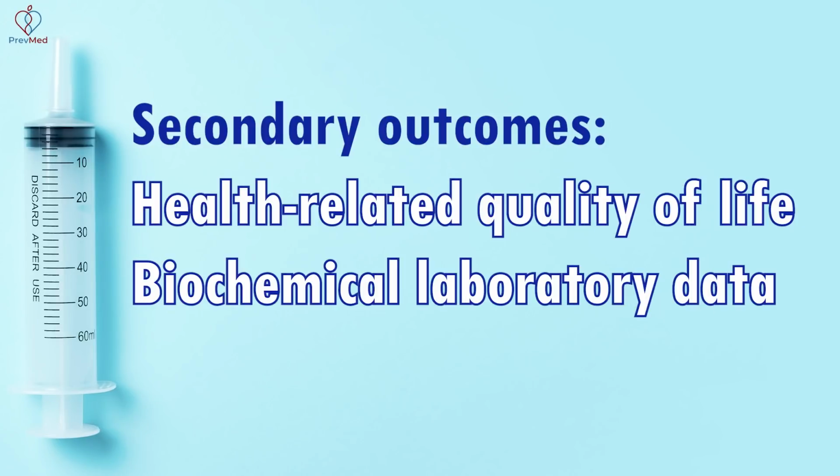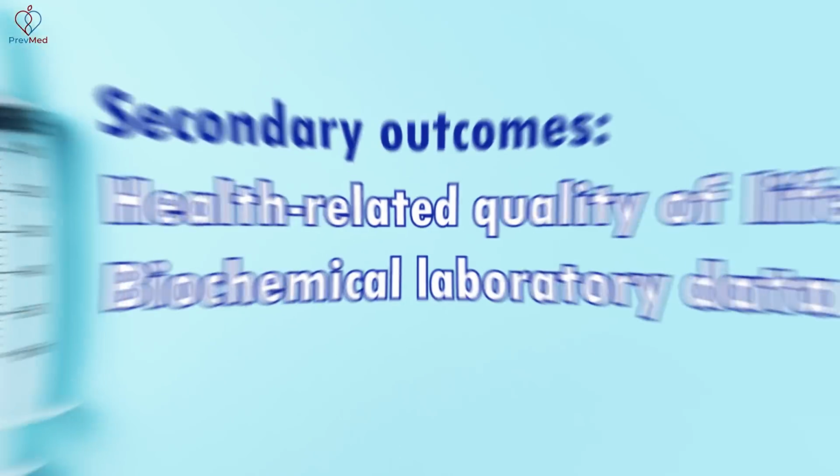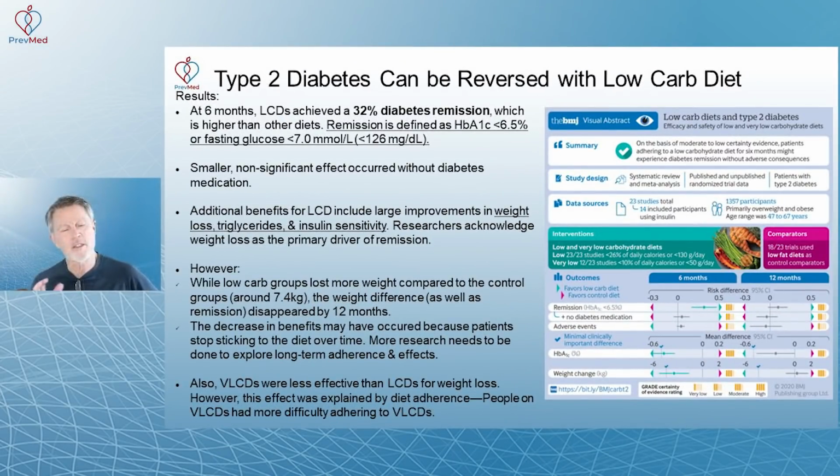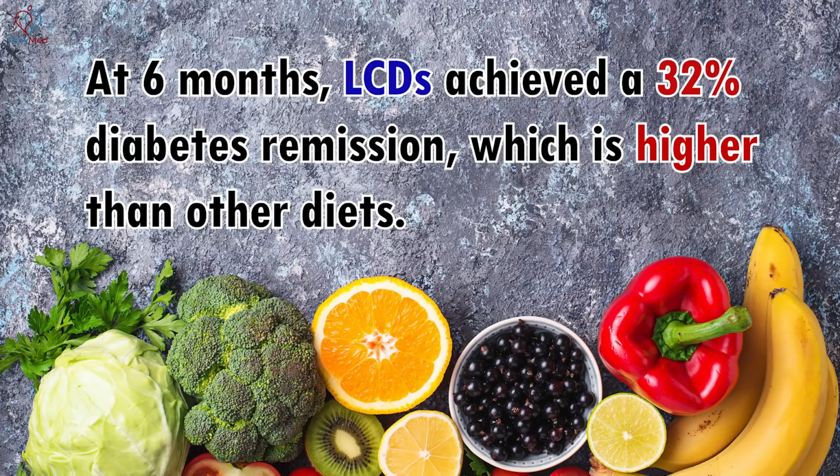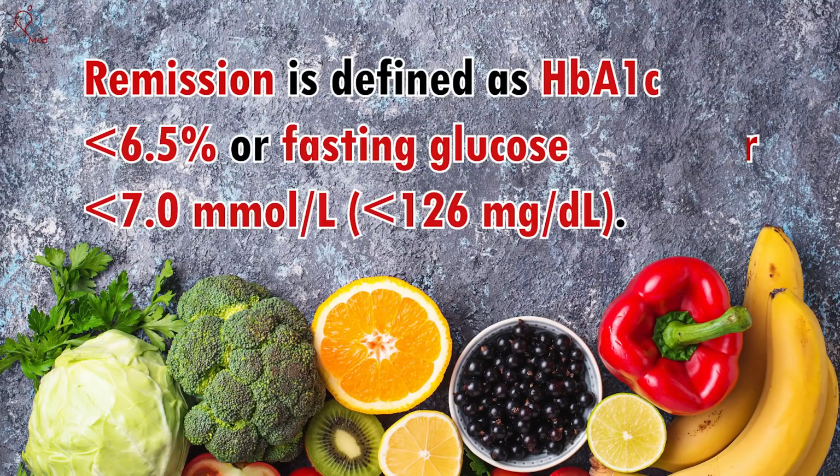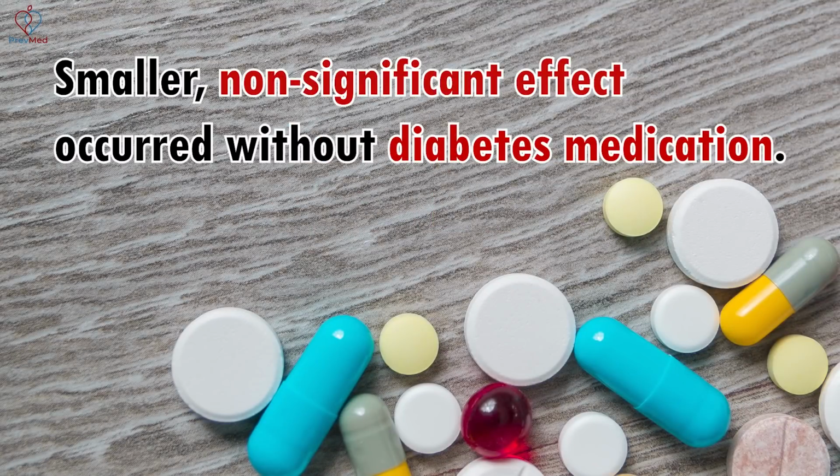They also looked at secondary outcomes too, health-related quality of life, biochemical laboratory data. But as you see, where's the stuff about heart attack and stroke, which is one of the key things that we want to look at? At 6 months, the low-carb diets achieved a 32% diabetes remission, which is higher than the other diets. Remission was defined, as we said, A1C less than 6.5, fasting glucose less than 7 or 126. Smaller, non-significant effect occurred without diabetes medication.